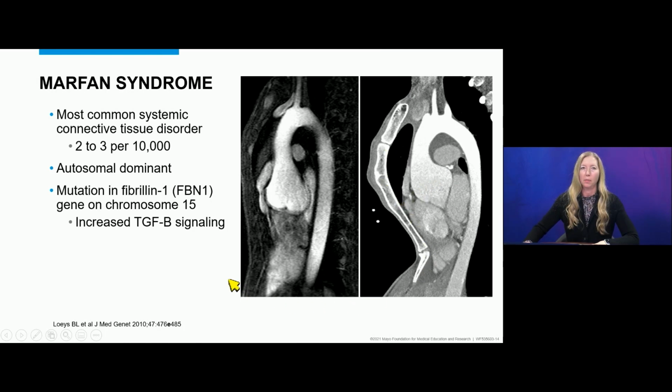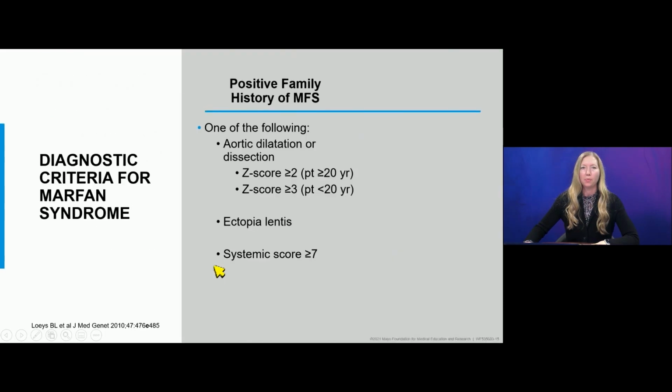excavatum disorder here. So when we make the diagnosis, we use something called the Ghent criteria. These were revised in 2010. And so the diagnostic criteria look like this. If you have a patient who has a positive family history of Marfan syndrome, in order to make the diagnosis in that patient, you only need one of the following. You need either aortic disease, which is dilatation, or an aortic dissection.